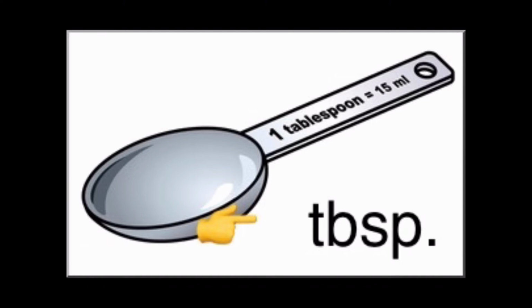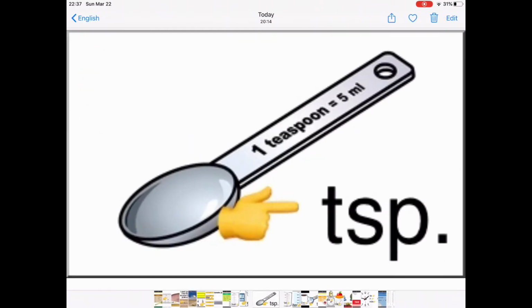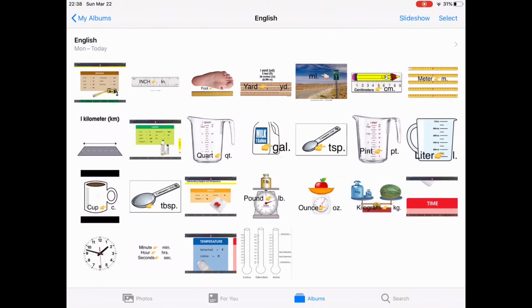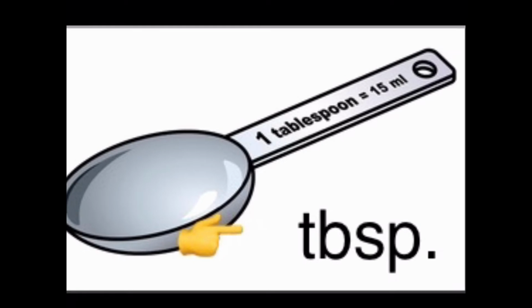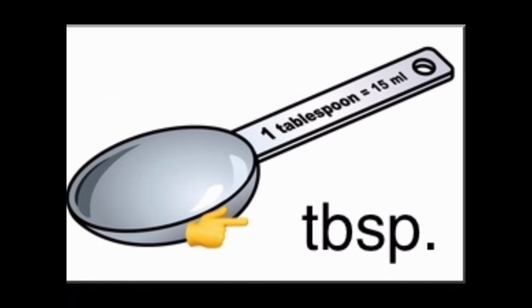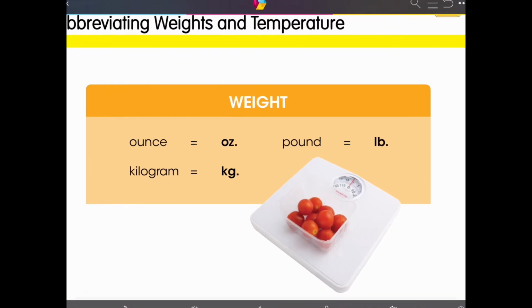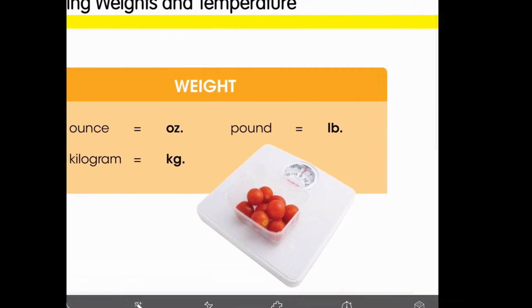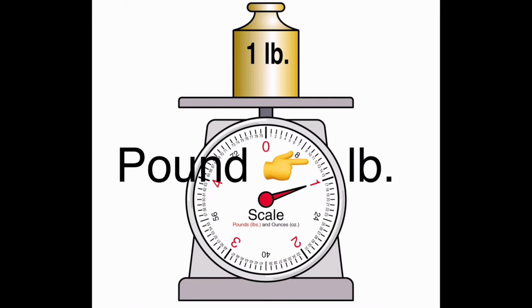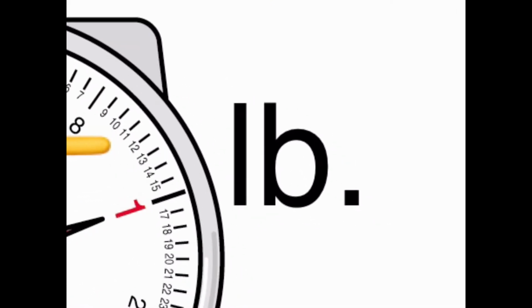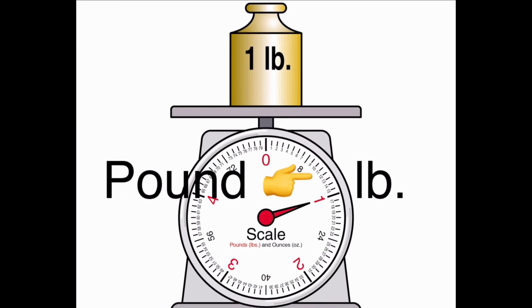Now, I want you to see the difference between a tablespoon and a teaspoon. A teaspoon is only 5 milliliters. A tablespoon is 15 milliliters. So that means that a tablespoon is bigger than a teaspoon. Now let's continue with weights and temperature. Let's start off with weights. For weights, we're going to use a scale. This is a scale, and a pound is abbreviated into LB and a period.